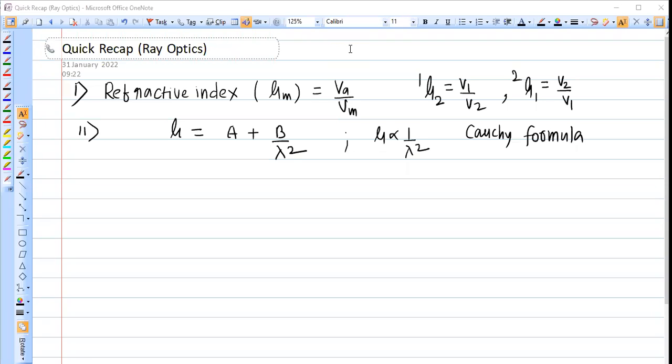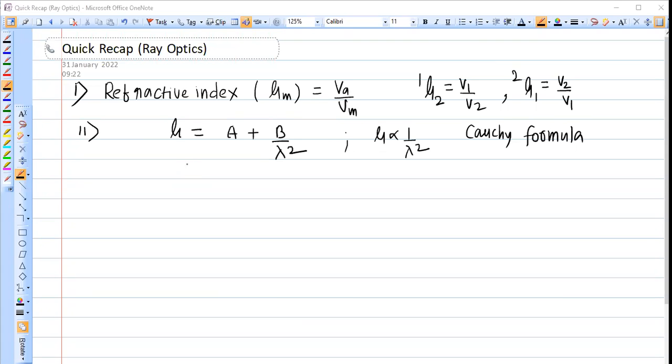First, we define the absolute refractive index, mu m, refractive index of a medium. It is equal to the speed of light in air to the speed of light in that medium. And if we are talking about the relative refractive index of 2 with respect to 1, it will be equal to V1 by V2, or refractive index of 1 with respect to 2, it will be equal to V2 by V1.